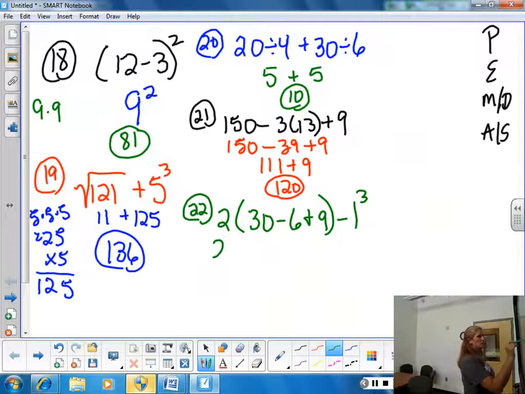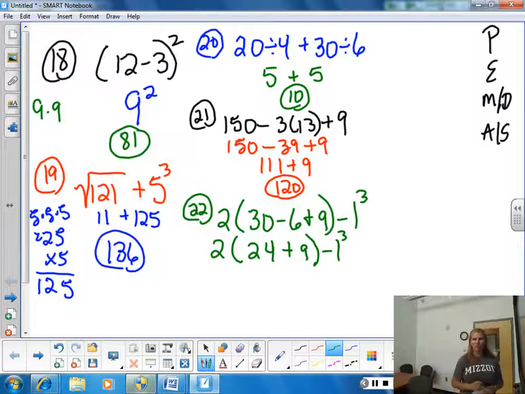So we have 2. 30 minus 6 is 24, and I'm not going to do this yet because I'm going to take care of the parentheses first. 24 plus 9 is 33.